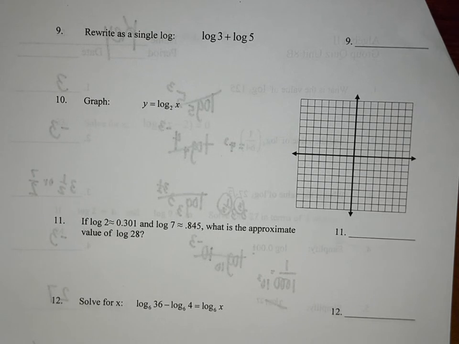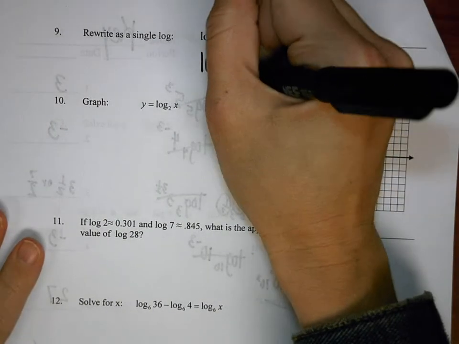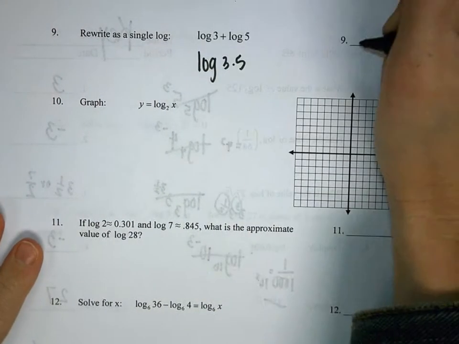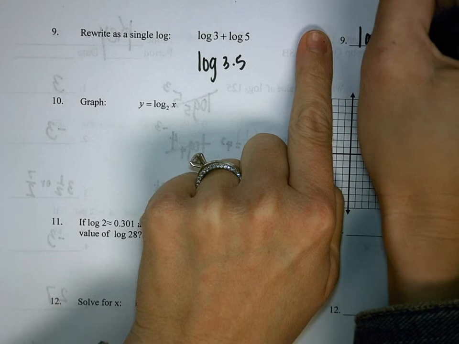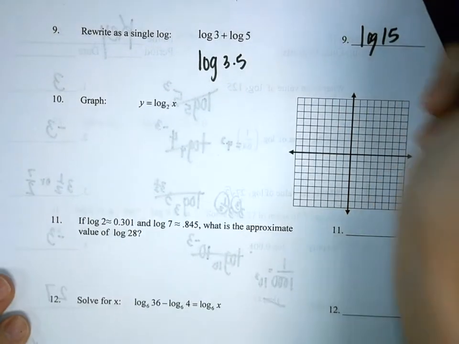On your test, one of the answers will be log 8. And a lot of you are going to choose it, especially those of you that are playing on your phones or reading a book and not paying attention. Okay, so addition, when you're changing it to a single log, becomes multiplication. This is becoming log of 3 times 5, which means my answer is log 15.